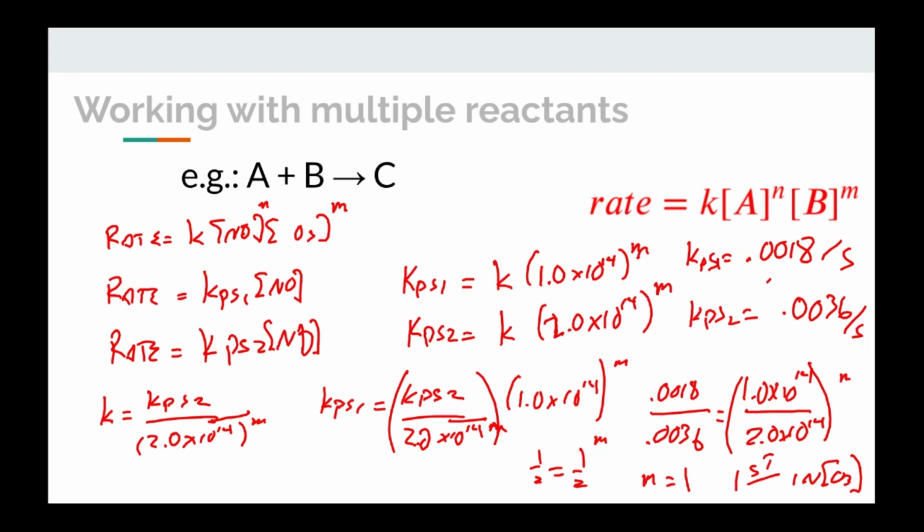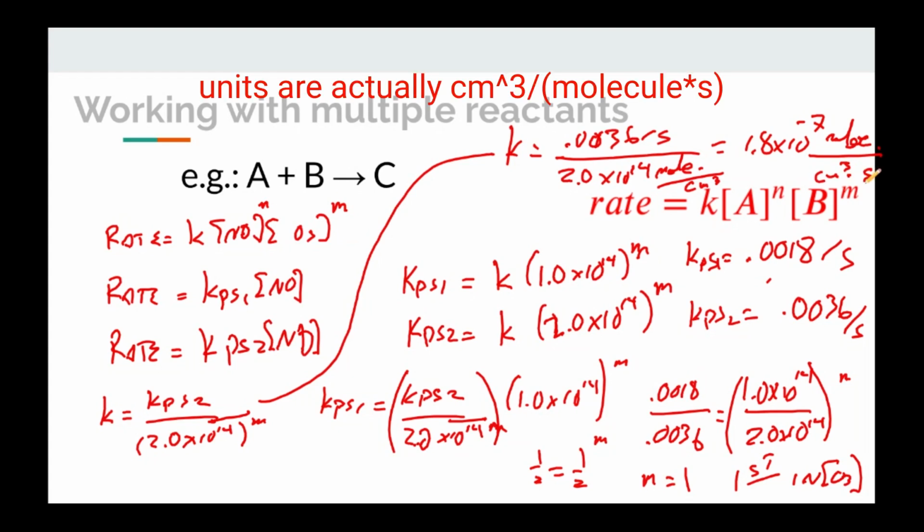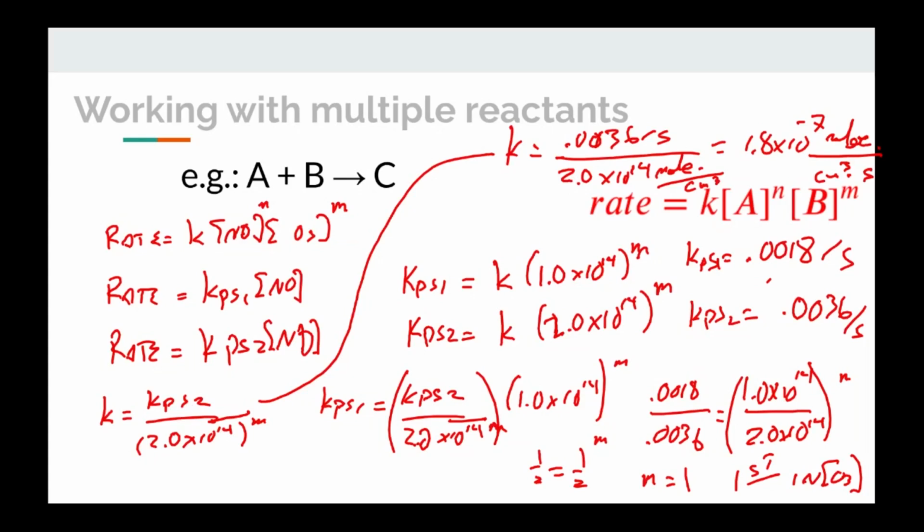Then we can substitute back in to find the actual value of the rate constant. So let's use that. K is equal to Kps2. Remember that was 0.0036. Let's put the units back in here. This is per second. And the original concentration was 2 times 10 to the 14th. And this is raised to the 1 power. And this is molecules per cubic centimeter. So K ends up being 1.8 times 10 to the -7th molecules per cubic centimeter second. So it's kind of a convoluted process, but that's how you can find the rate law when you have more than one reactant using the integrated rate law idea.